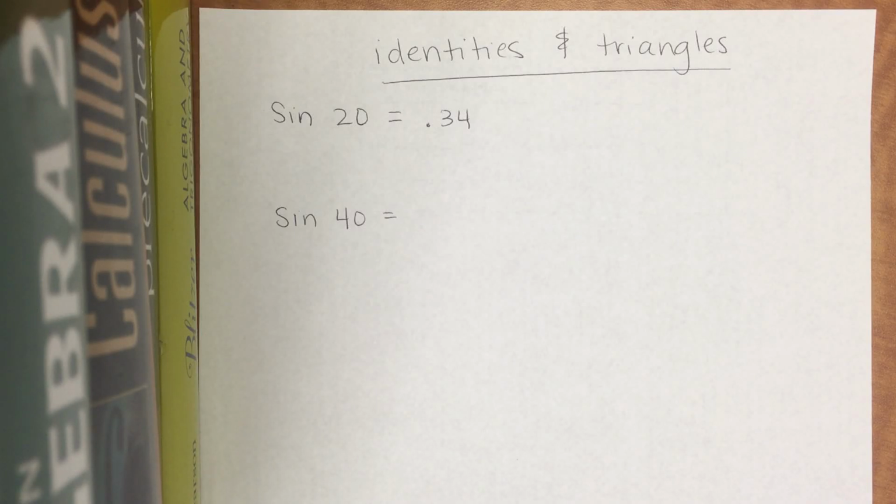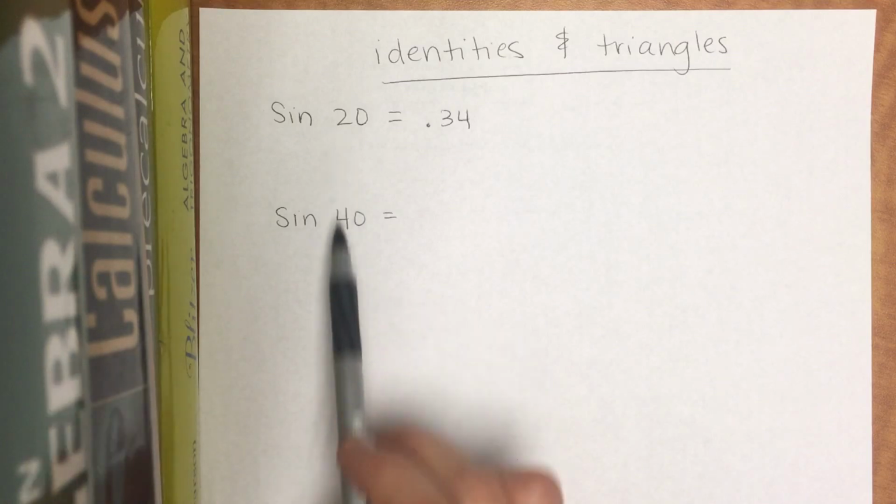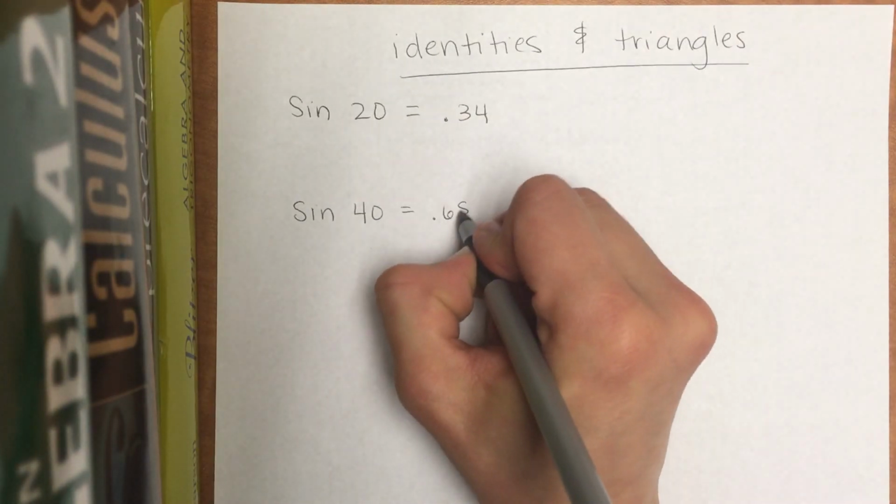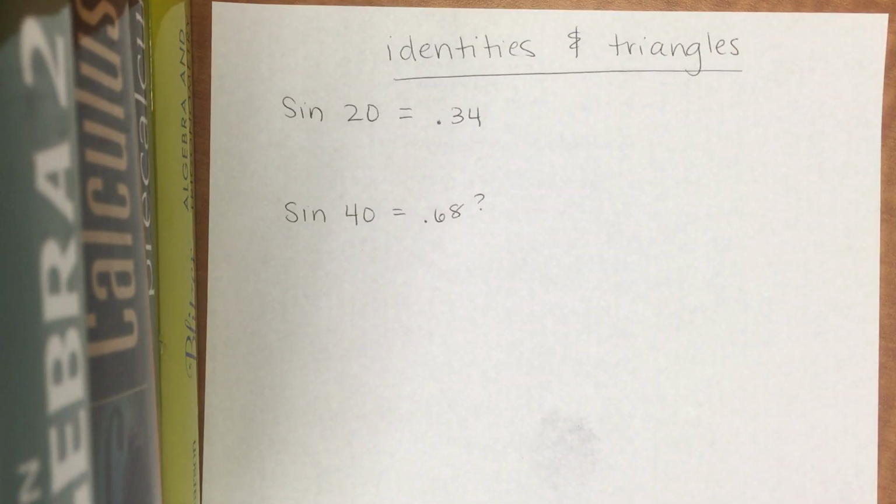Today we're going to start talking about identities, and we're going to start with triangle problems. So, first, what is an identity? If we know that sine of 20 degrees is 0.34, is there a quick way for us to figure out what sine of 40 degrees is? If I double 20 to get 40, is it going to be just 0.68? Can I double it that way?